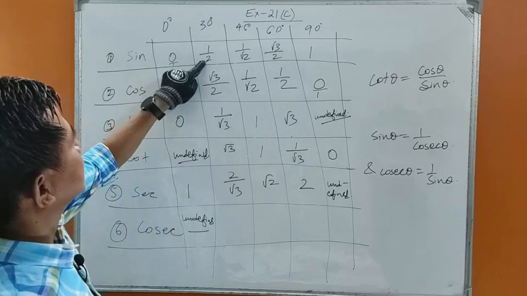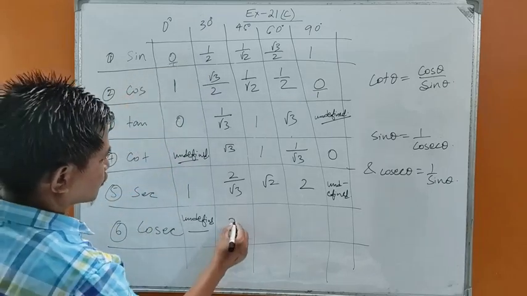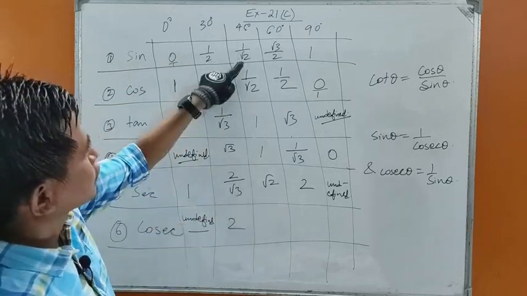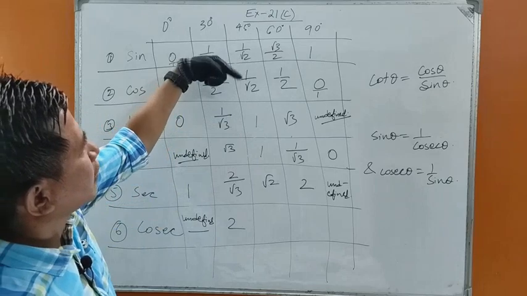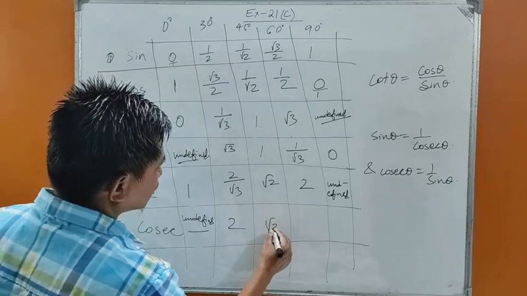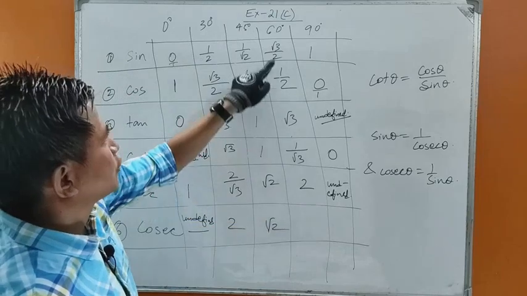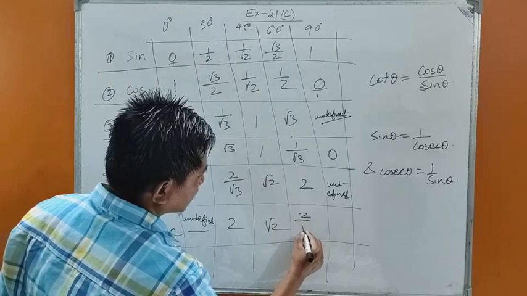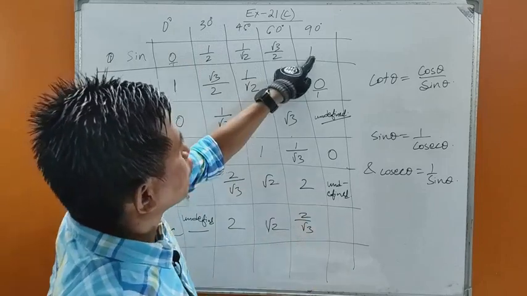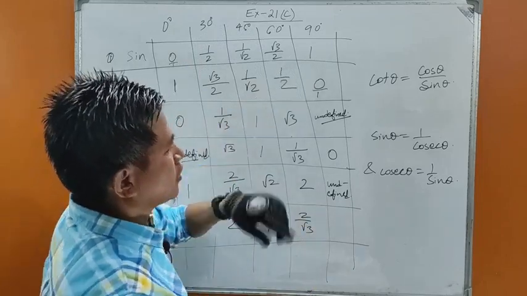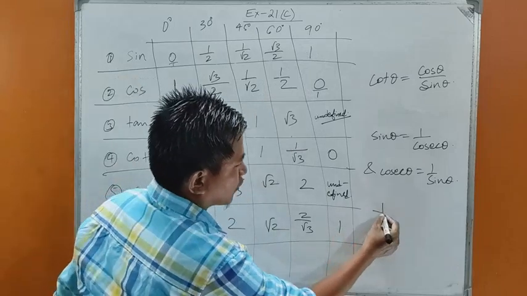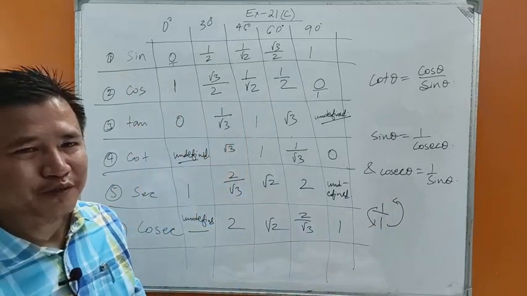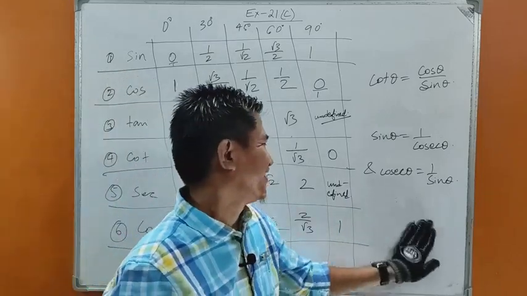Now what is the value of cosec 30 degree? Just the opposite of sine. So 2 upon 1 means 2. What is the value of cosec 45 degree? Root 2 goes to the numerator, 1 comes down to the denominator, that is root 2. Here 2 goes to the numerator and root 3 comes down to the denominator, 2 upon root 3. And here we have 1, so 1 upon 1 means 1, isn't it?